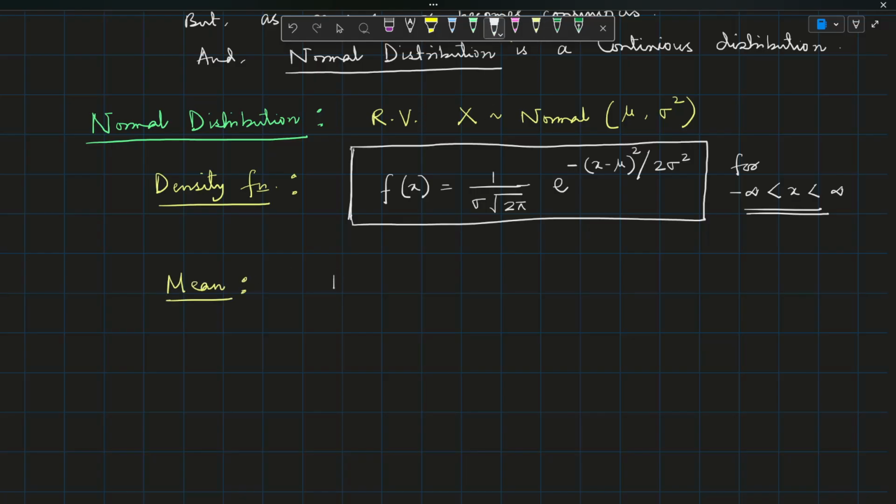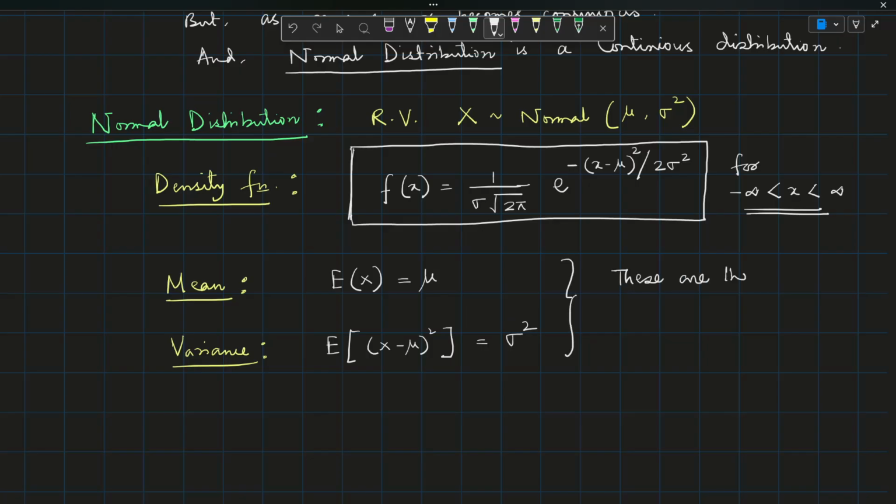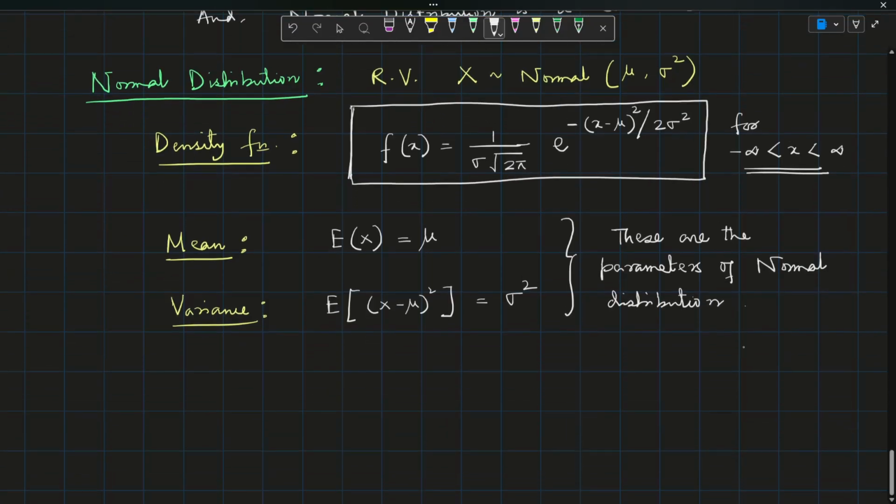Now the mean of x, which is also called the expectation of x, is mu, and the variance of this random variable, expectation of (x minus mu) square, is equal to sigma square. So notice that this mu and sigma square are the parameters by which the normal distribution is defined. It is written in the first line, x follows normal mu sigma square.